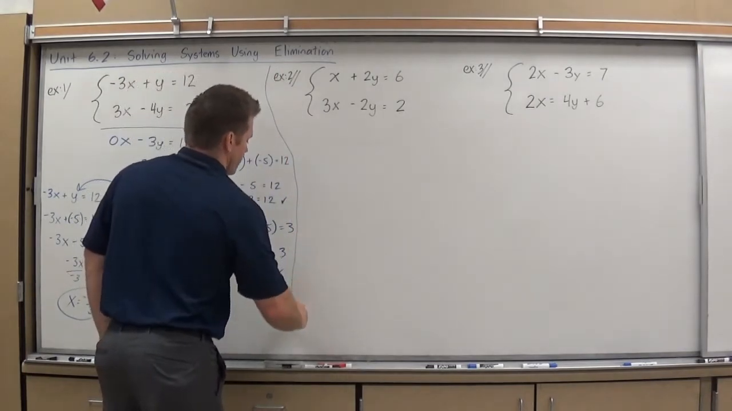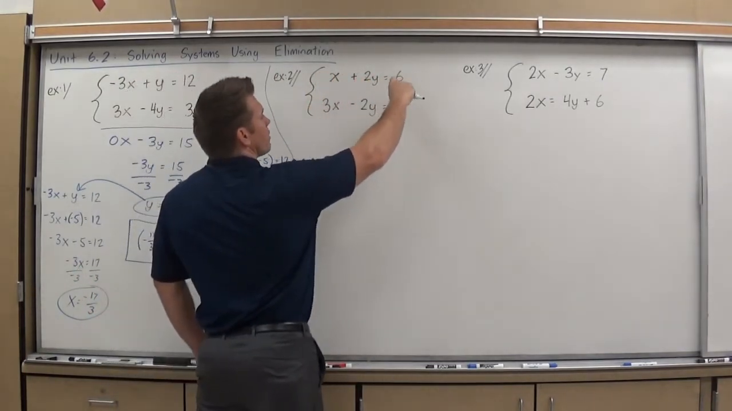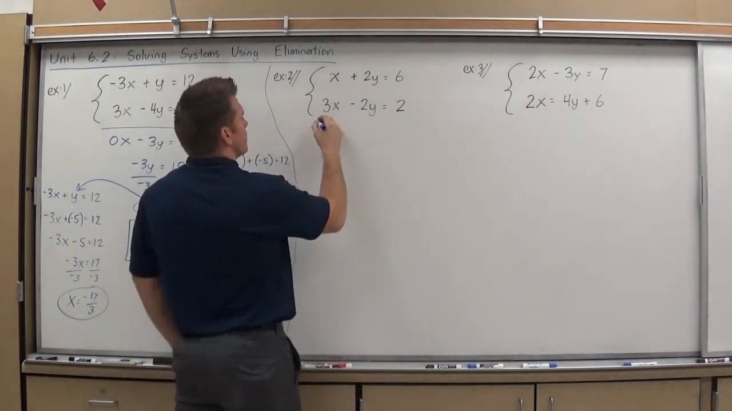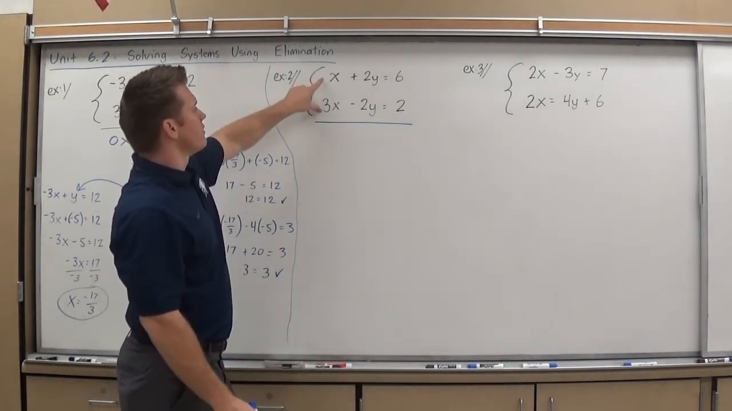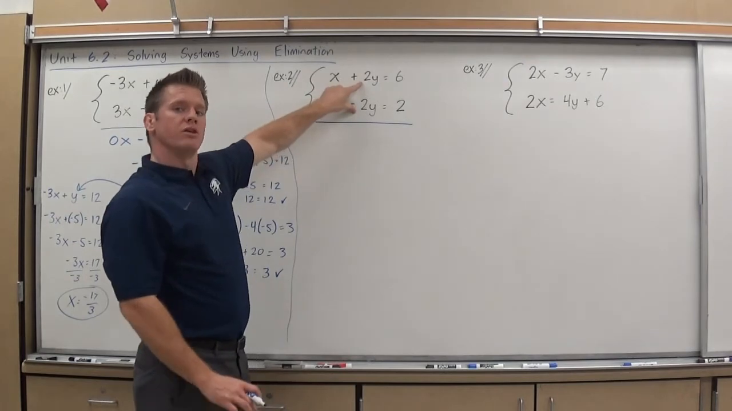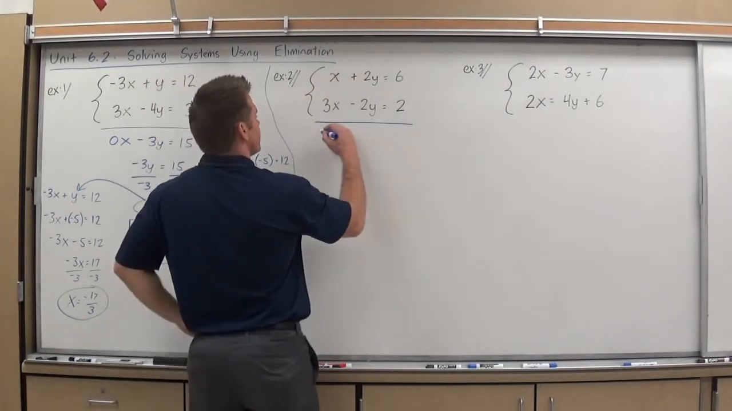Okay, let's take a look at example 2. Same idea, we're going to do elimination. X's are lined up, Y's are lined up, constants are lined up. I'm going to look for a variable to eliminate, X or Y. X won't eliminate as is, but Y will. So I don't need to do any multiplying, I'm just going to add them together just like I did here.